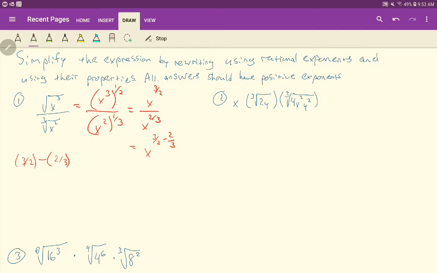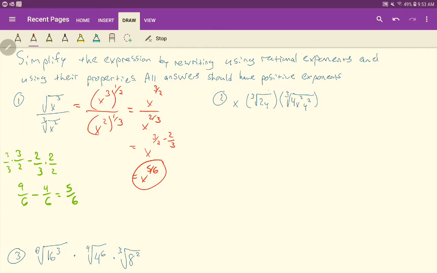For our purposes, I'll go ahead and just do this little side calculation over here. I'll show you how to do it by hand. So 3/2 minus 2/3. We can't subtract those because we don't have common denominators, but if we multiply this by 3/3 and this by 2/2, we'll end up with 9/6 minus 4/6, which gives us 5/6. And so our final answer here is x to the 5/6 power. And there's our answer. Okay, so let's keep going here.